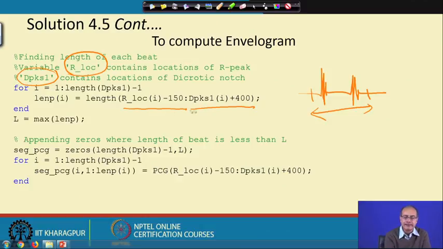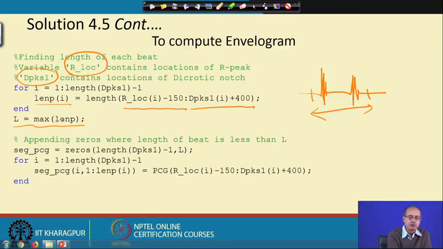So, we are taking this span, and that part of the PCG signal, cycle by cycle. This for loop is to store those segments from the multiple beats or cycles of the PCG signal, and at the end of it we take the maximum length of these signal segments. Now, what does it give to us?